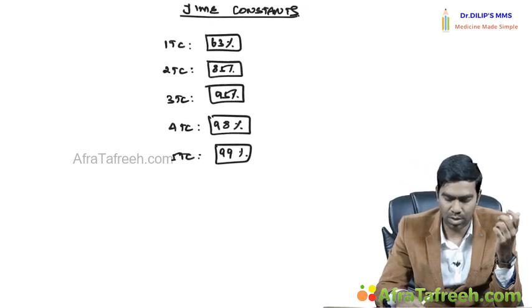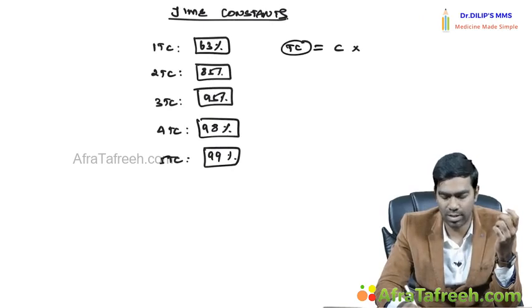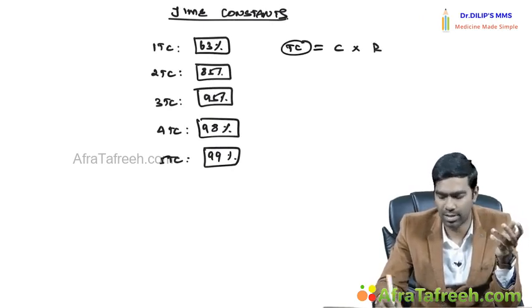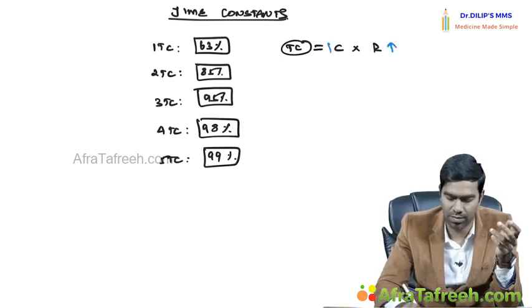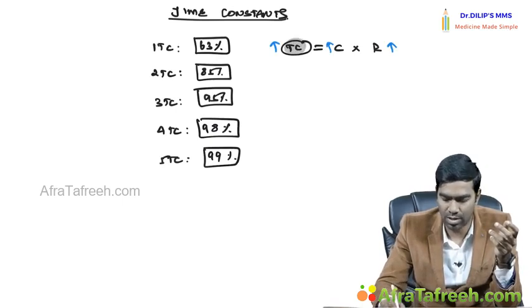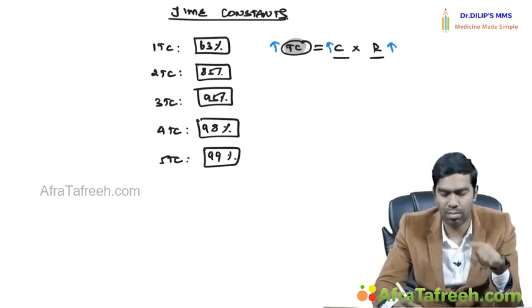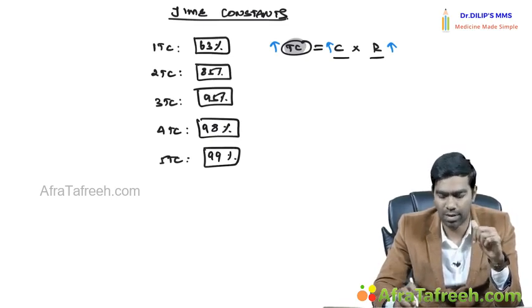So why is this important? Because the time constant depends on two important factors, that is the compliance and the resistance. It is the product of compliance and resistance, which means if the compliance or resistance increases, the time constant is going to increase. Even though it's a constant number for the patient at that particular point of time, that constant number is determined by your compliance and resistance. You have to be very careful about that.